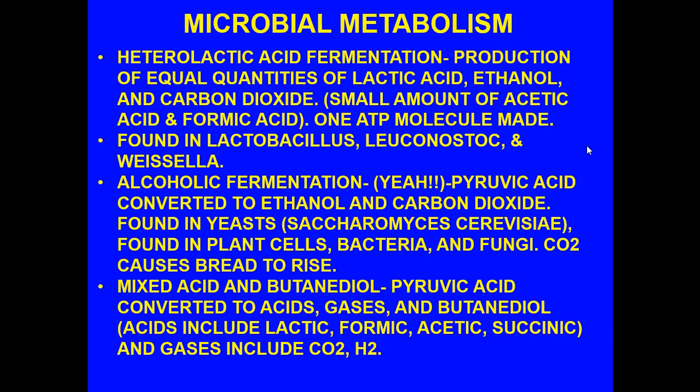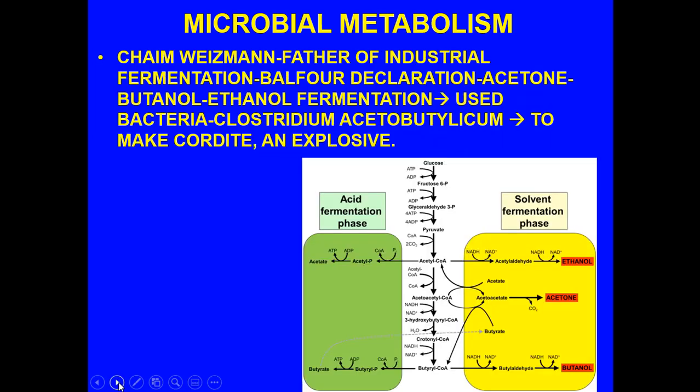Pyruvic acid is converted to acids, gases, and butanediol. These acids include lactic, formic, acetic, and succinic acids, as well as gases including carbon dioxide and hydrogen. Now, there's a little story behind this. I want to bring this up to help you understand how some science can really alter history. There was a scientist at the start of World War I. He was in Britain.